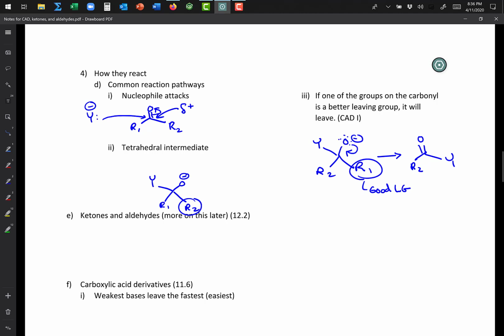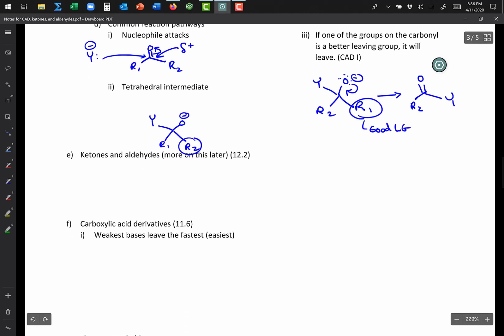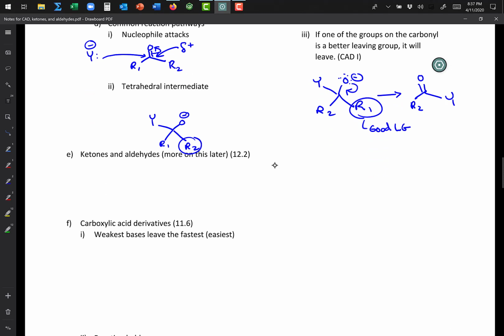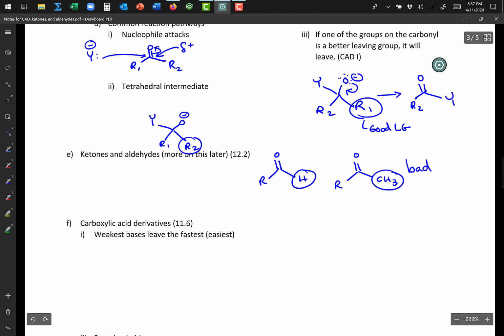Now, for aldehydes and ketones, what's different is this. When you have a hydrogen for an aldehyde or an alkyl group for a ketone, for example, and these are R groups over here, there is not a good leaving group. These are both bad leaving groups. And I'll just call it LG.